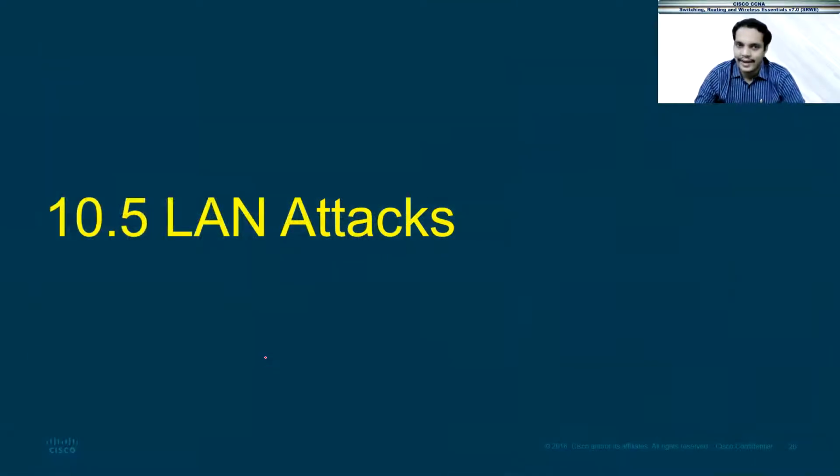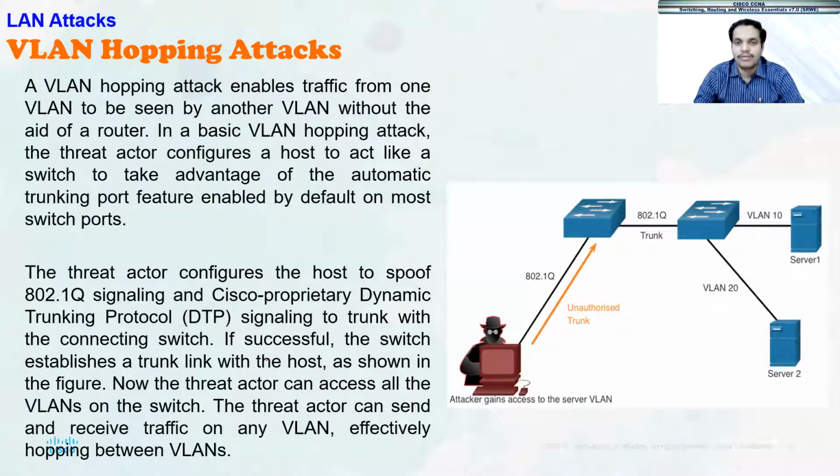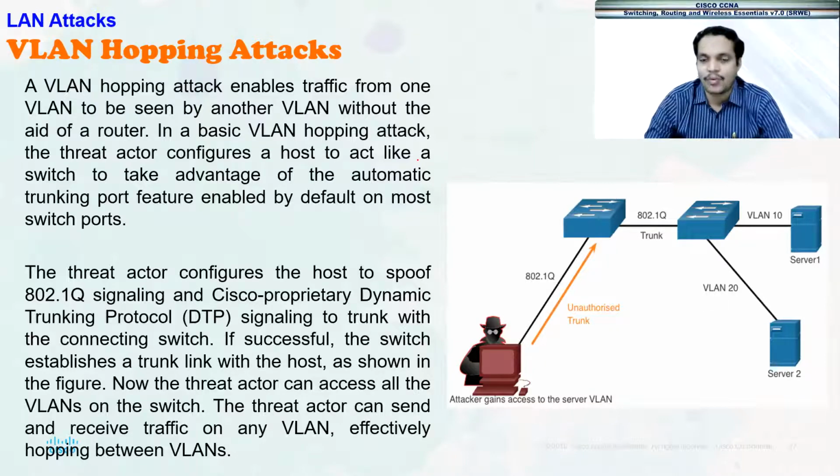Now let's talk about LAN attacks. What are the different types of LAN attacks? The first thing we are going to talk about is the VLAN hopping attack. A VLAN hopping attack enables traffic from one VLAN to be seen by another VLAN without the aid of a router. In a basic VLAN hopping attack, the threat actor configures a host to act like a switch, to take advantage of the automatic trunking port feature enabled by default on most switch ports.